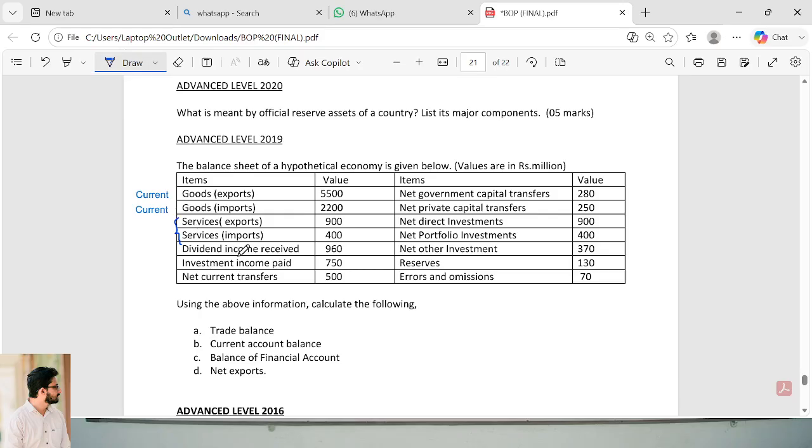Dividend income received, also the current account, the primary income account of the current account. Investment income paid, investment income again means primary income. Net current transfers go to the current account. Net government capital transfers, to which account does this transaction belong? Capital account.